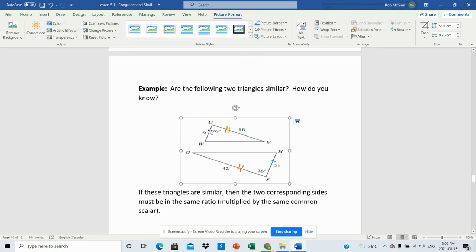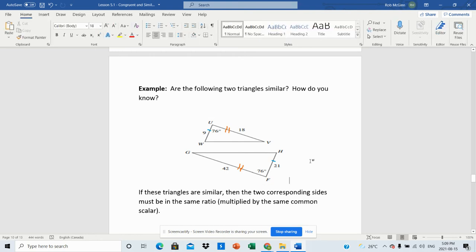So my corresponding sides, I can get those here. UW is going to correspond to HF. UV is going to correspond to GF. The other way I can do that is I can look, okay, in my smaller triangle, which is my smallest side? Well, that's UW. So it has to match up with the smallest side in my large triangle, which is HF. And then, of course, that means the other side, UV, has to match up with FG.